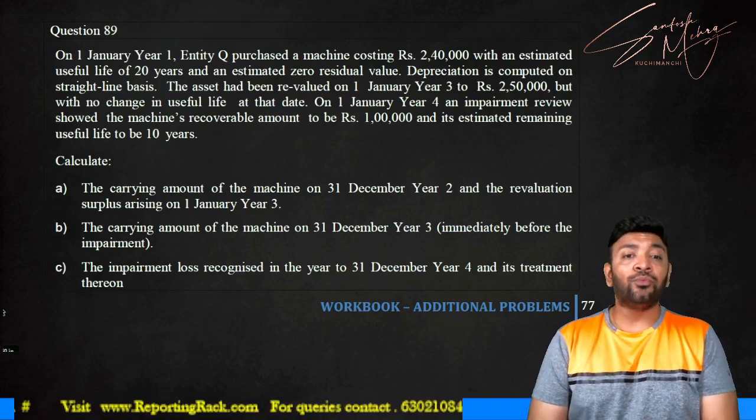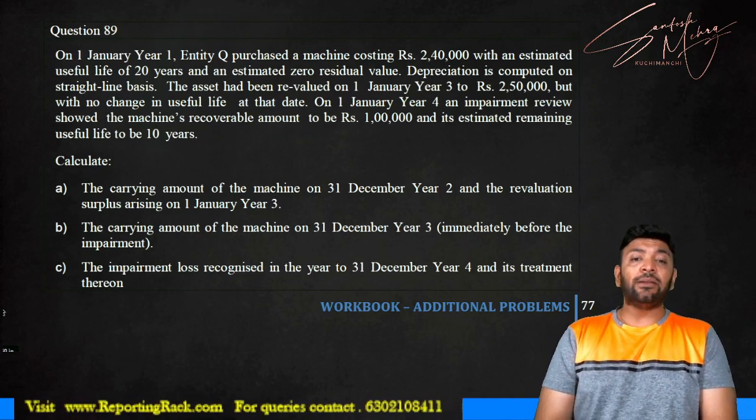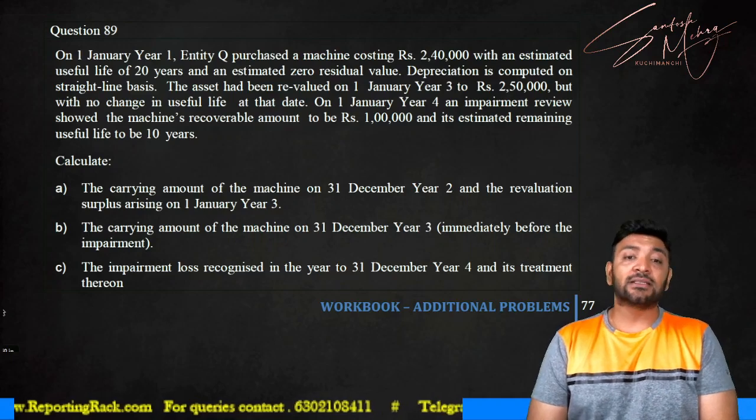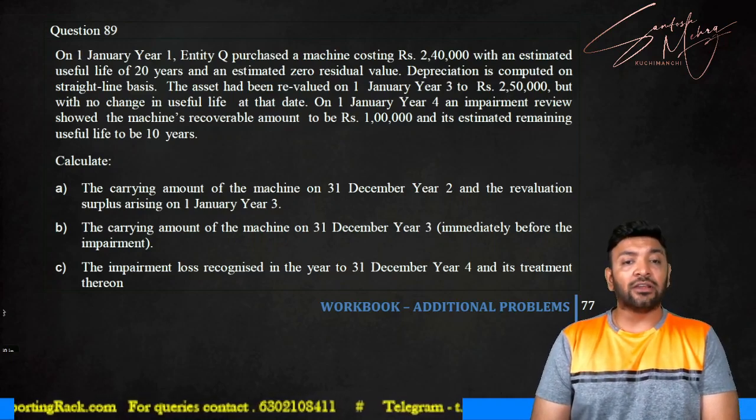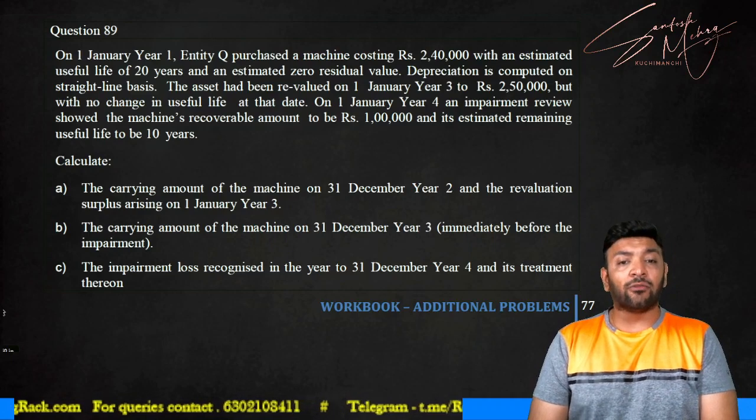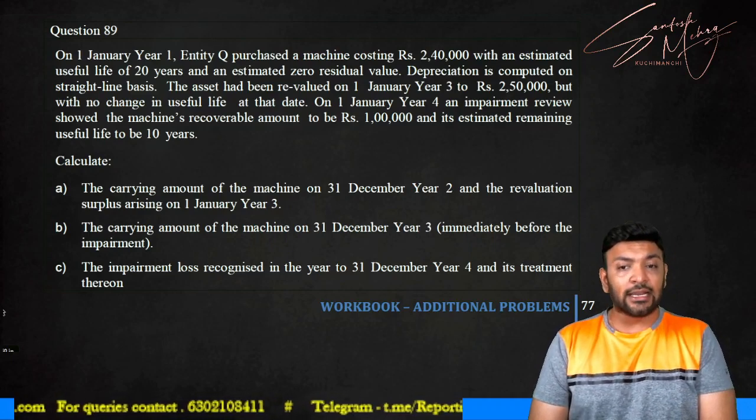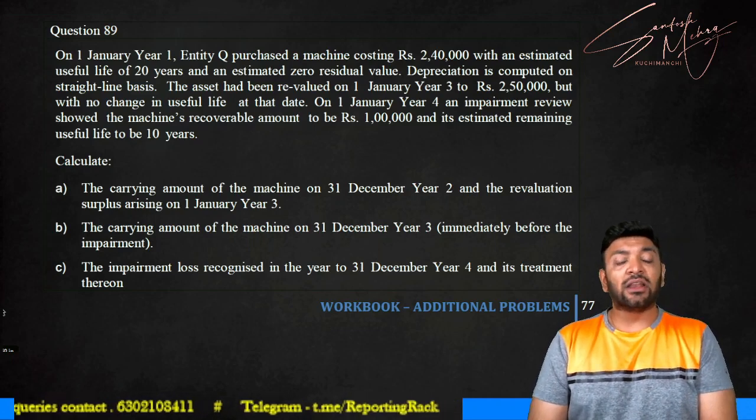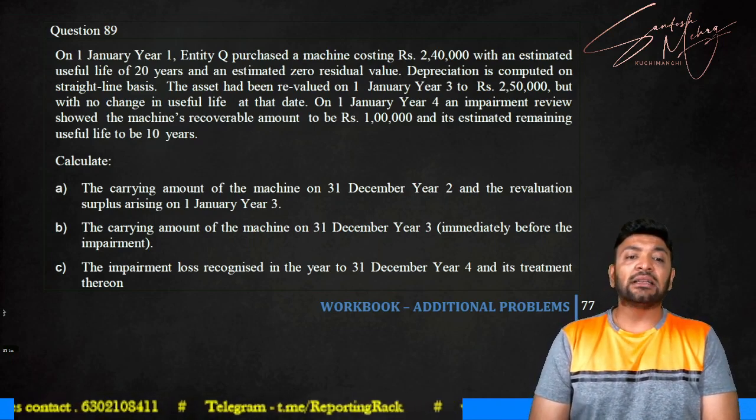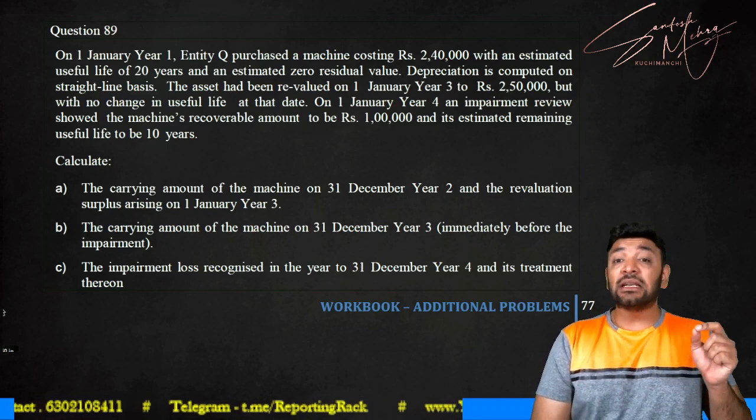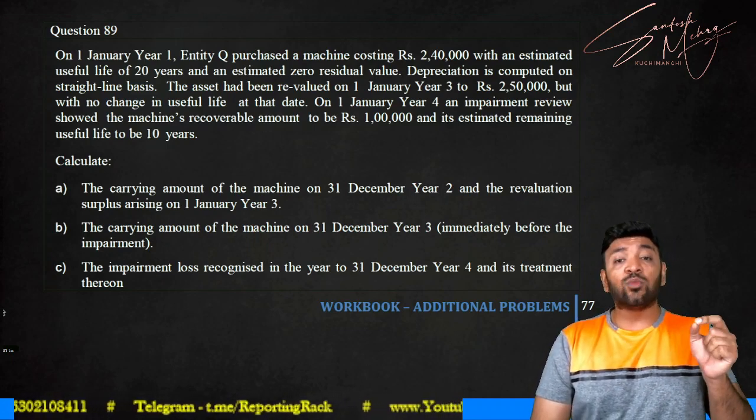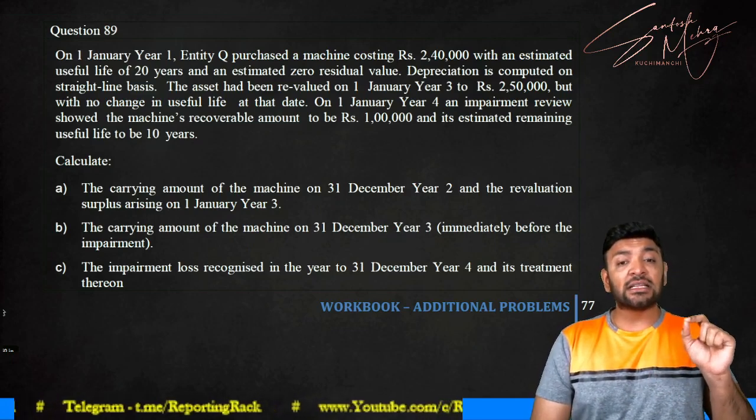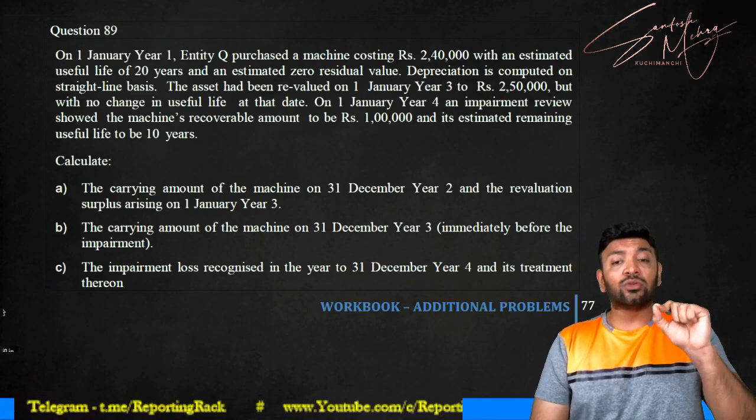What is he asking you? What is the carrying value of the machine on 31st December of year 2? The revaluation surplus arising on 1st January of year 3. Carrying value of the machine on 31st December of year 3, immediately before impairment. Impairment recognized on 31st December of year 4 and its treatment thereon. Guys, 31st December of year 4 is 1 year after the impairment review. Okay, impairment loss recognized in the year to 31st December of year 4.